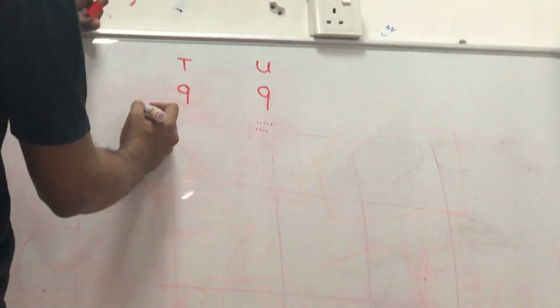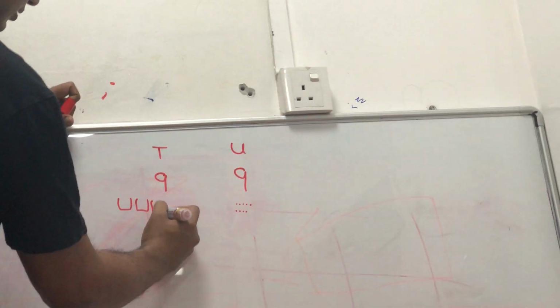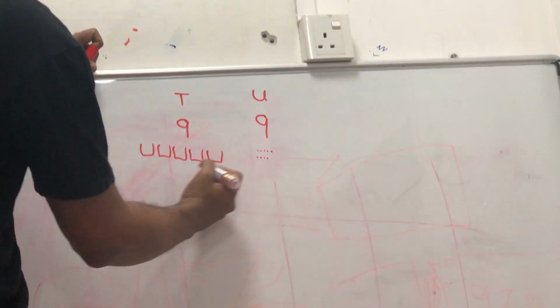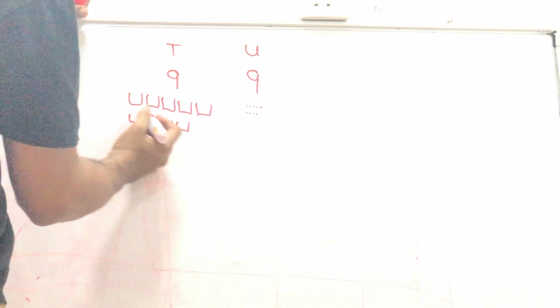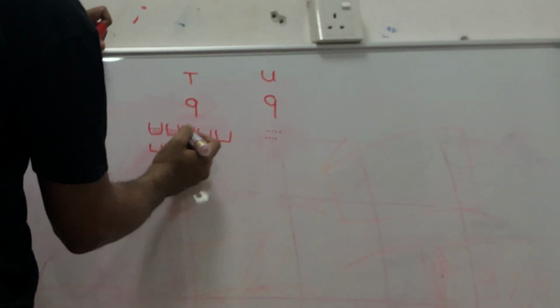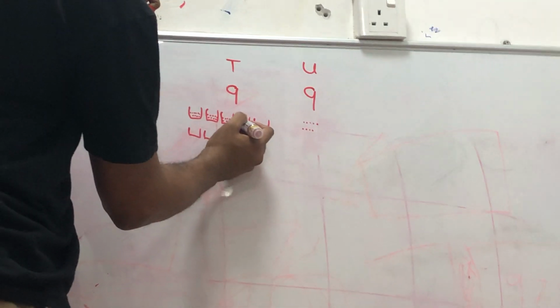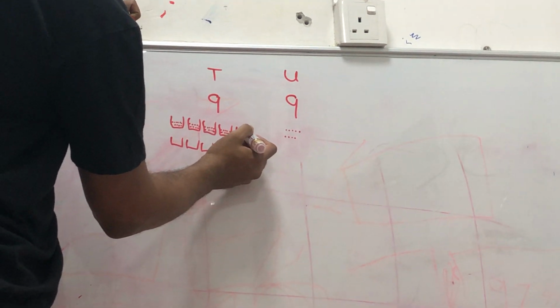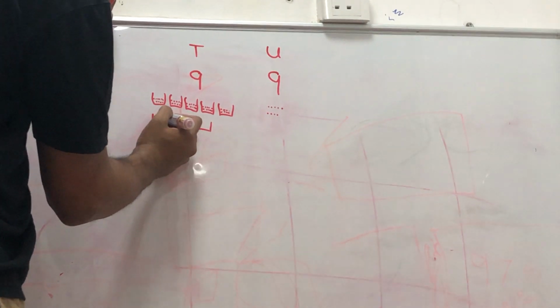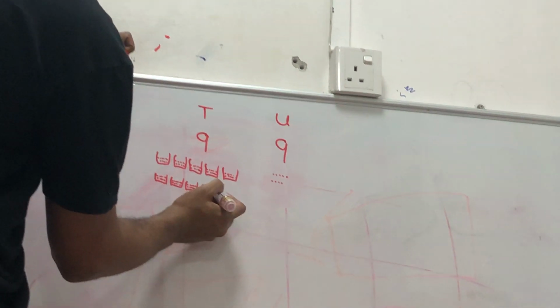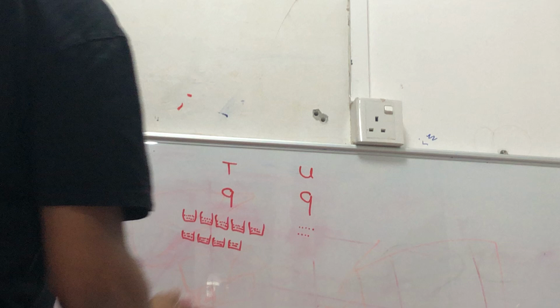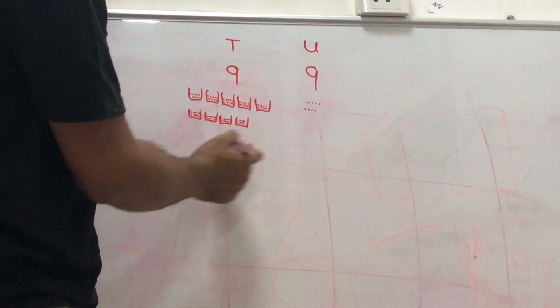10 means it's a set of 10. There's 1 set, 2 sets, 3 sets, 4 sets, 5 sets, 6 sets, 7 sets, 8 sets, and 9 sets. And each of these 9 sets contains 10 individual things. Can you see? 1, 2, 3, 4, 5, 6, 7, 8, 9, 10. So, we have 9 units and 9 sets of 10.